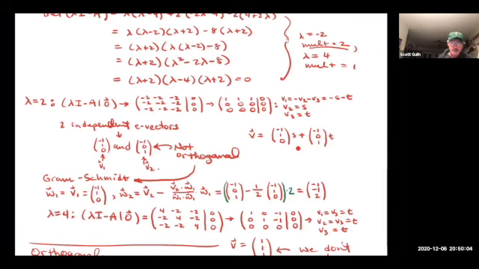So now I end up with the two vectors. The first one's -1, 1, 0. The second one's -1, -1, 2. And these two guys are still orthogonal, are still eigenvectors, but they are now orthogonal. And you can check the dot product.